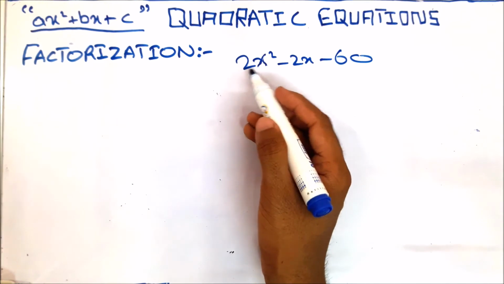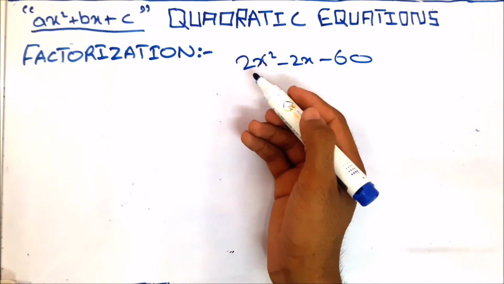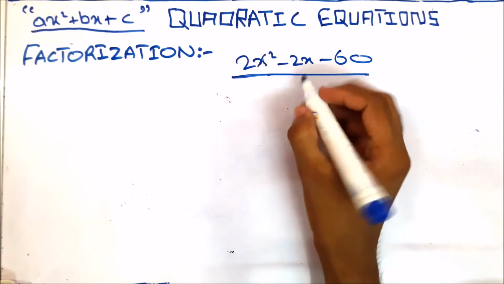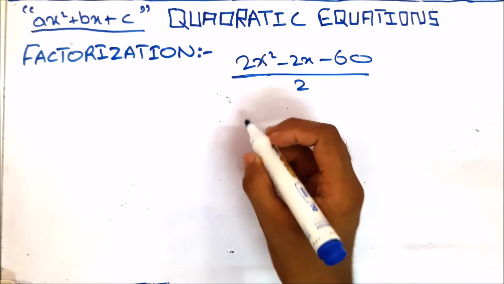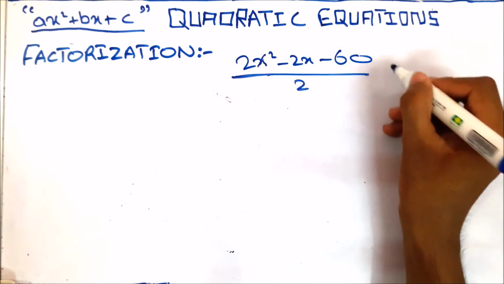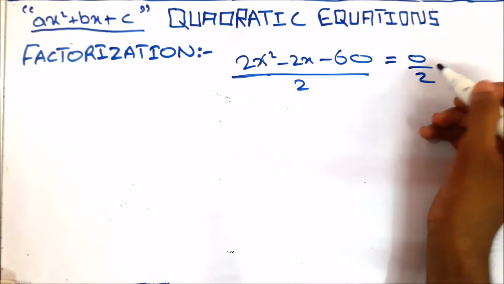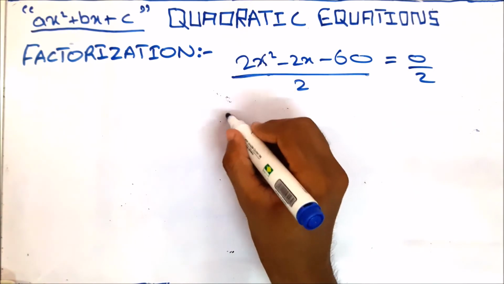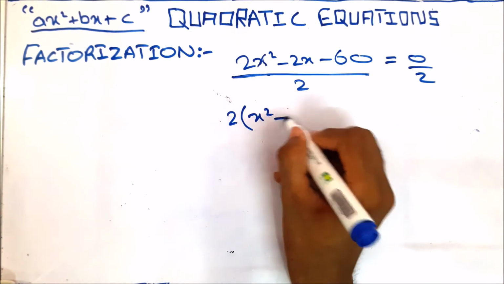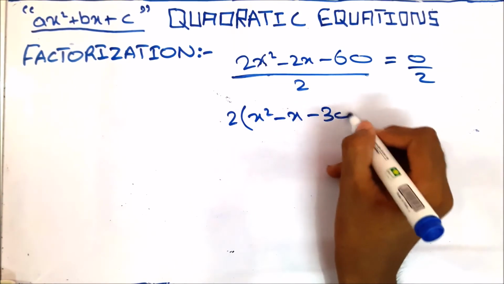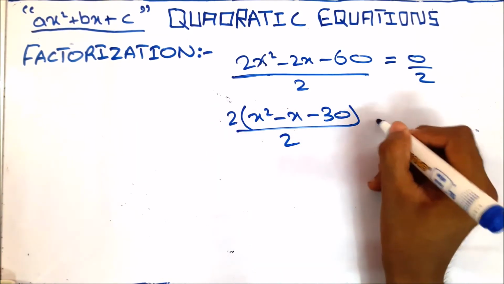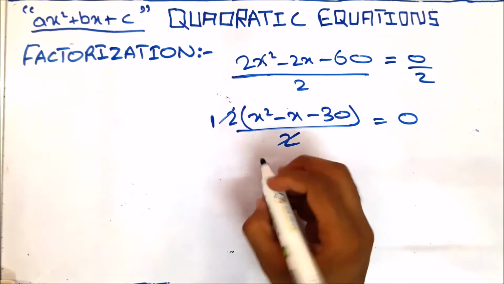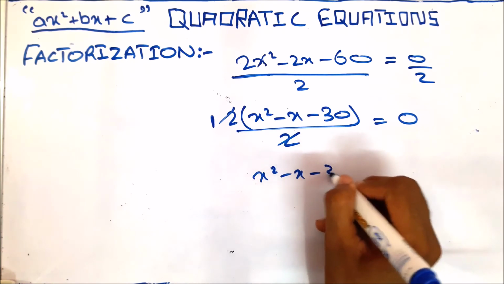So how to get rid of this 2? We just divide the whole equation by 2. Divide all by 2. You divide it whole by 2, we get equal to 0, and 0 divided by 2 is also 0. So when we divide it by 2 and when we take 2 common in this equation, we get x squared minus x and minus 30 divided by 2 equals to 0, and 2 divided by 2 is 1, and we get x squared minus x minus 30 equal to 0.